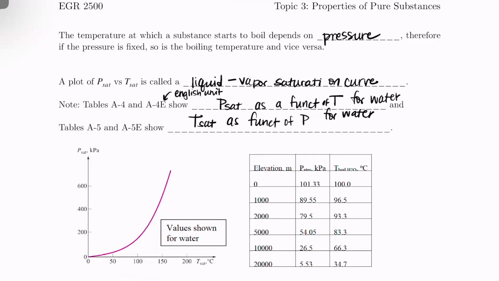Okay. So an example of what one of these liquid vapor saturation curves looks like is the one I've shown right here. So this is for water. You'd have a different curve for a different substance. And then we can also use the idea of elevation changes changing pressure to connect Psat, Tsat to an elevation on Earth. So this is just since pressure changes with elevation.